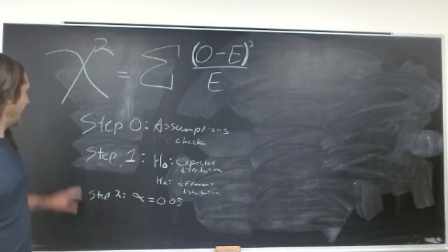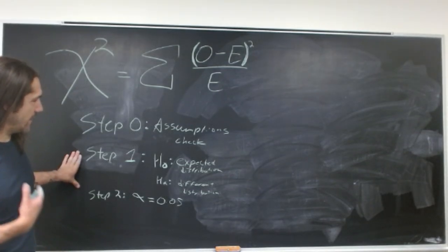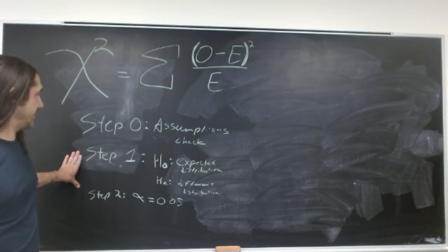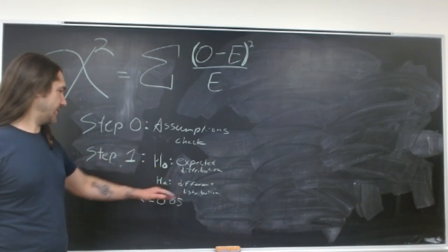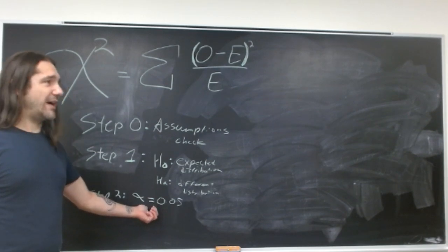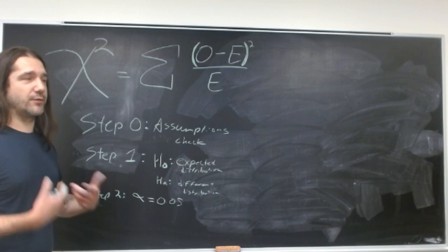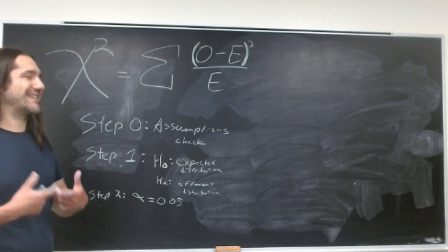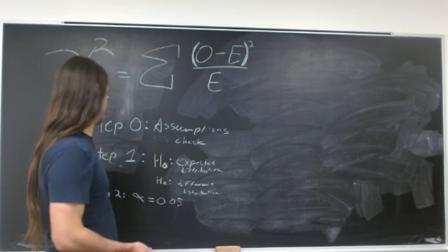All right, so like I said, steps 1 and 2 are the question itself. Did we get the expected distribution or did we get a different distribution? And our step 2, alpha: how much uncertainty are we willing to accept? Which I think is how they describe it sometimes.